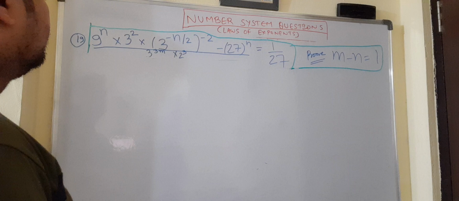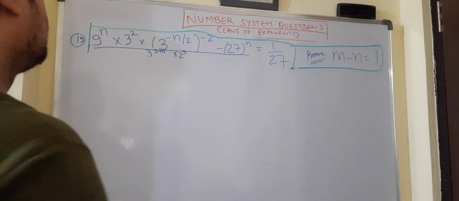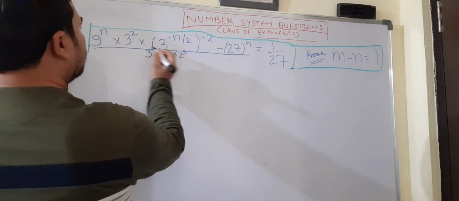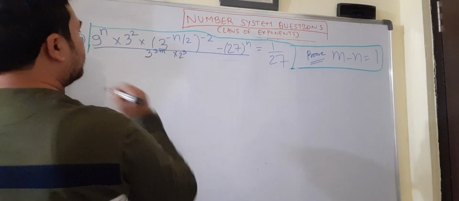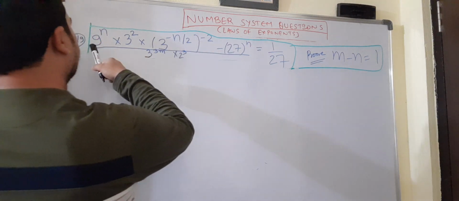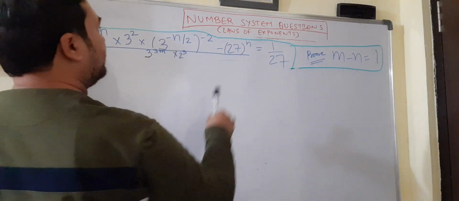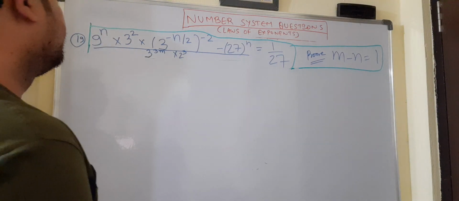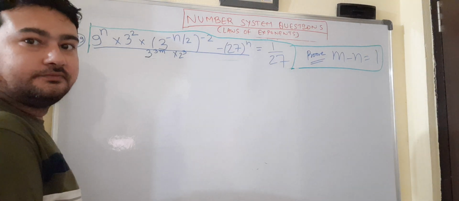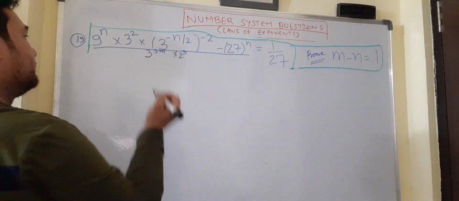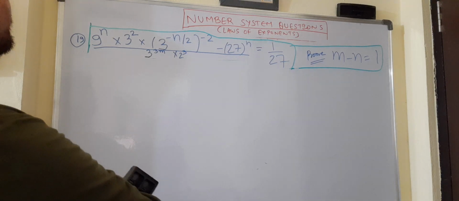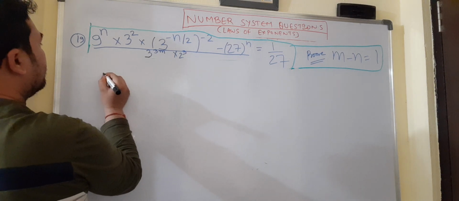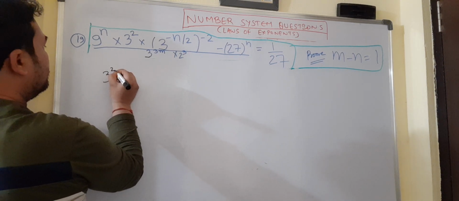So how will you approach this question? See, this is given in terms of 3, this is in terms of 2, again in terms of 3, in terms of 3. So it's better if we convert this 9^n and 27^n. If we convert them also into the form of 3 to the power something, it will be easier for us. This will be your first approach to the question. So let us do 3 to the power 2 is 9.